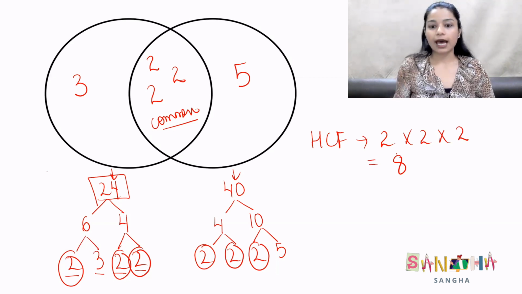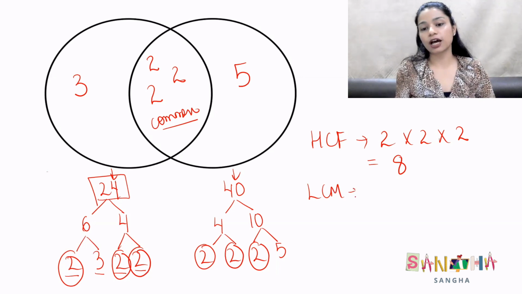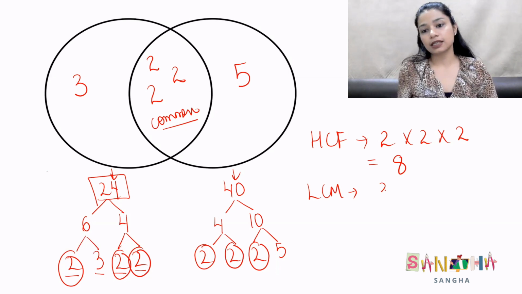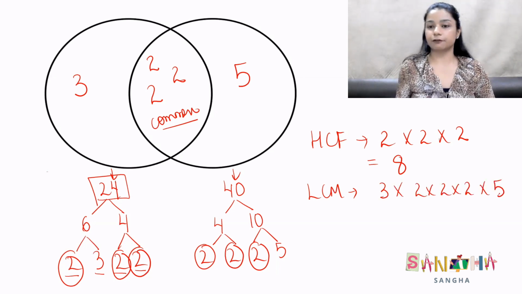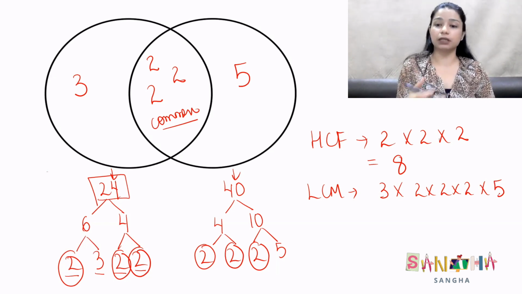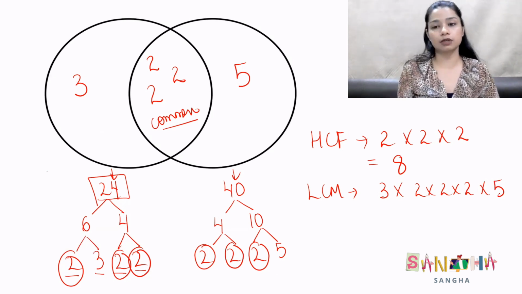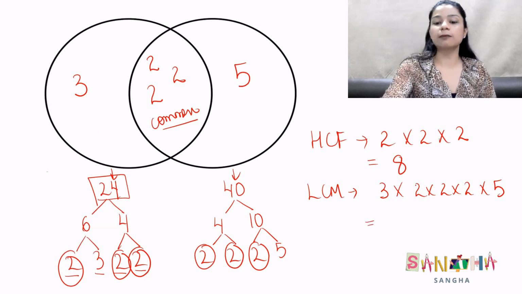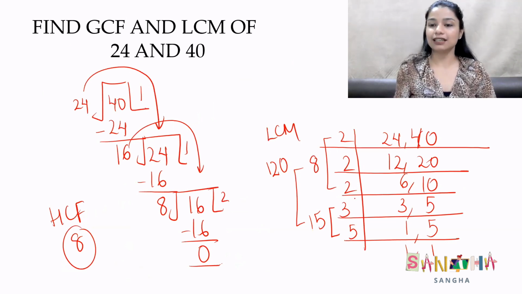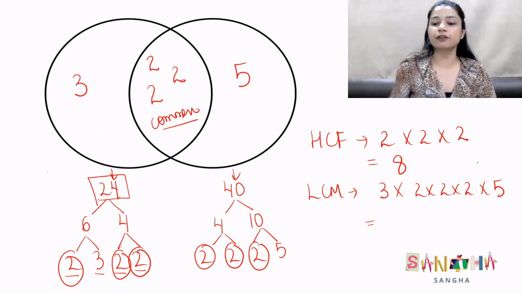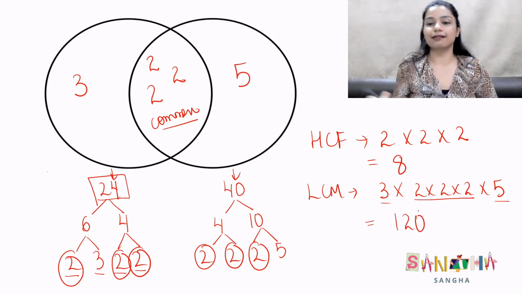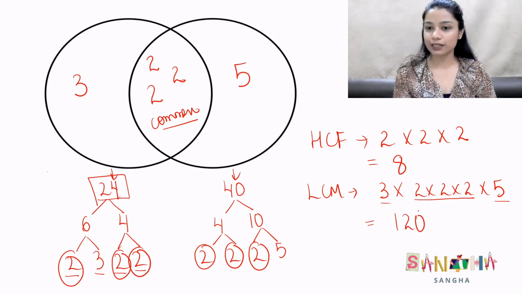Super duper easy. And for LCM, you have to write down all the numbers that you see in your Venn diagram. I can see 3, then three 2's, and then one 5. All right, so we are not writing the repeated numbers. We are just writing once all the numbers that we can see in our Venn diagram. And that is it. We know that we got the same numbers in this LCM: three 2's, one 3, and one 5. And you can see here, the same thing we got here. And that is our LCM. Wasn't that super duper easy, right?